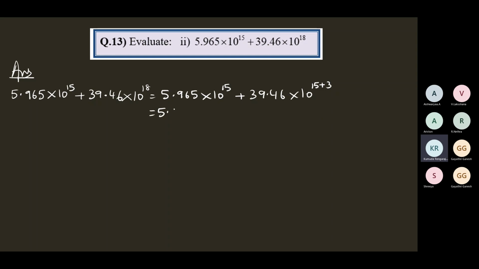So in the next step, 5.965 into 10 to the power 15 plus, continue. You may not have these steps in your book, but you can tell me now. 39.46 into 10 to the power 15 plus 3. Why again 15 plus 3? Then we can write it as 18, ma'am. I still don't get it, ma'am. No problem. All this comes only with practice. So now we write 10 to the power. Who can say how 10 to the power 15 plus 3 should be written?